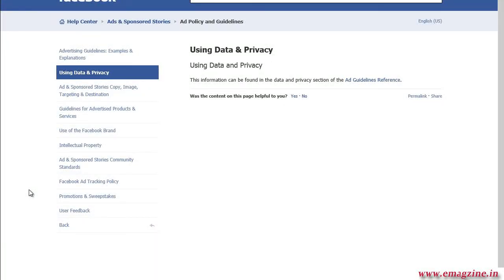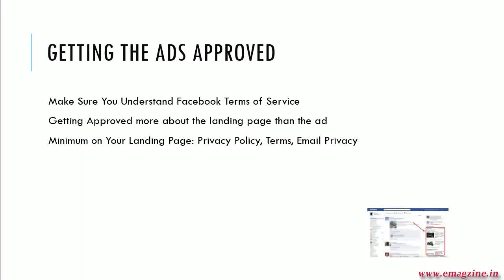So now the other thing that we want to talk about on any landing page is the privacy policy, right? The privacy policy, terms of service, and email privacy. Now, I'm not talking about Facebook's privacy policy. I'm talking about yours. So let's go back to our principles here. Okay, now I've got these two principles here together. Getting approved is going to be more about your landing page than the actual ad.